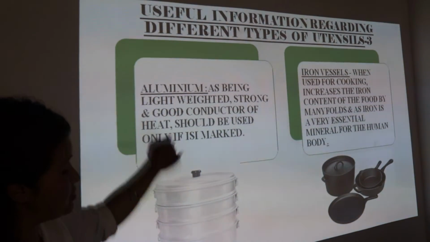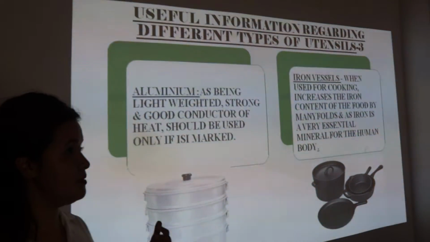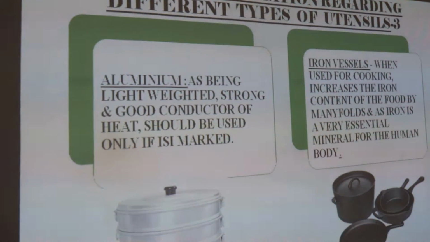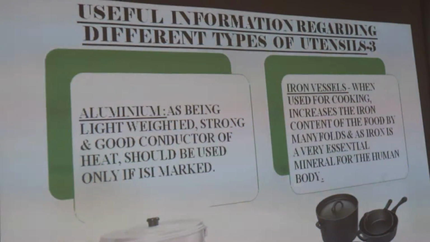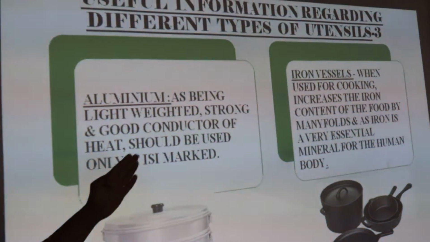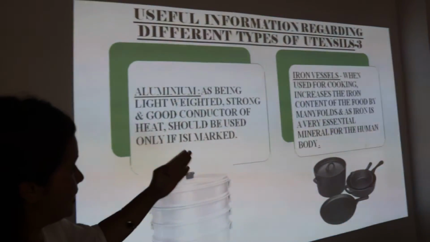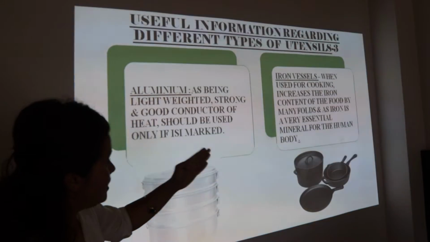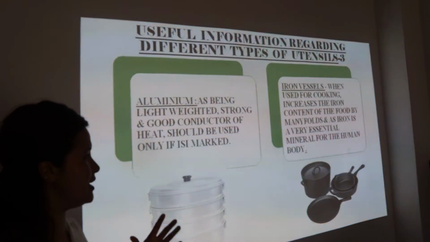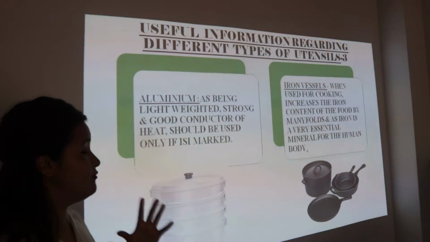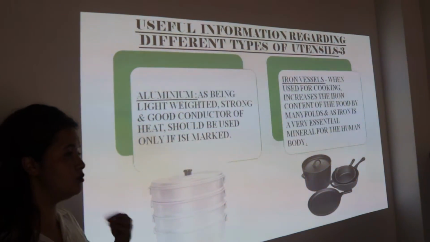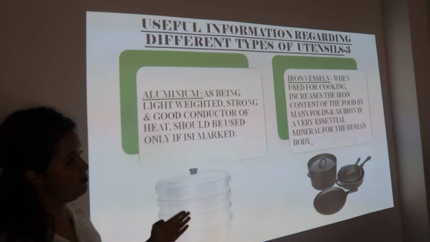Another one is iron vessels. Most iron vessels were used in earlier days, like for making chapatis, the tawa, we say in Nepali. When used for cooking, they increase the iron content of the food many folds, and iron is a very essential mineral for our body. So iron vessels are very important, and it is very good to cook in those kinds of iron vessels.